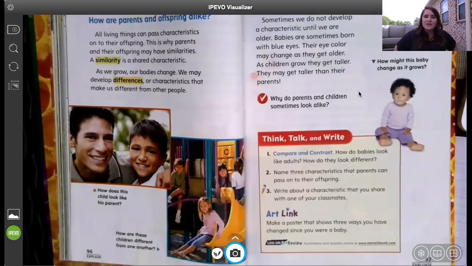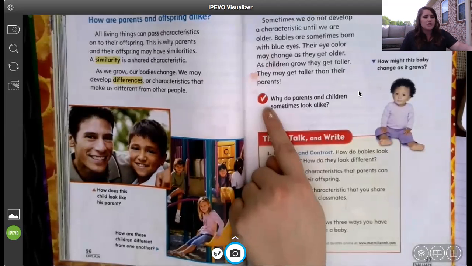So it's really, really crazy how our bodies and our characteristics change all the time, because I knew a baby one time when she was born, her hair was black, just like her mom's. And then all of her hair fell out and it came out blonde, just like her dad. So it's so crazy how our body is constantly changing and we might look like our mom and dad. And there might be some things about us that don't look like our mom and dad.